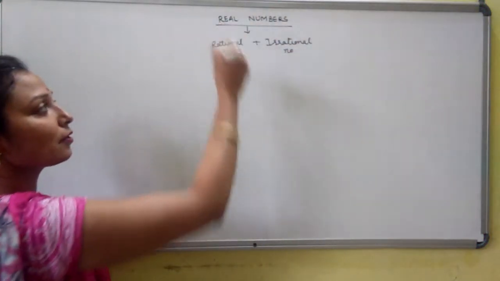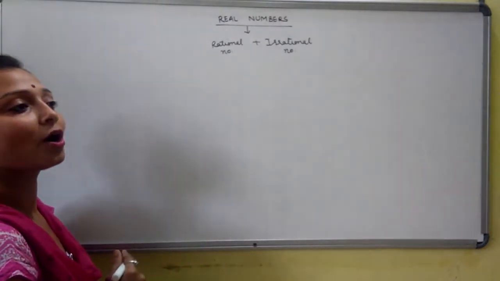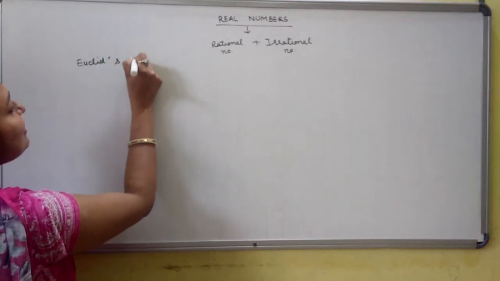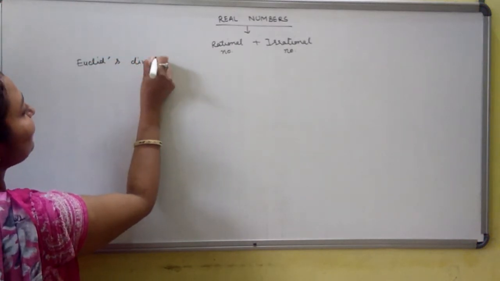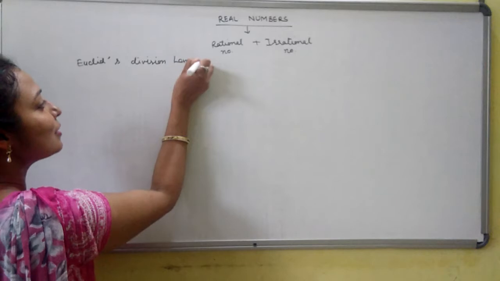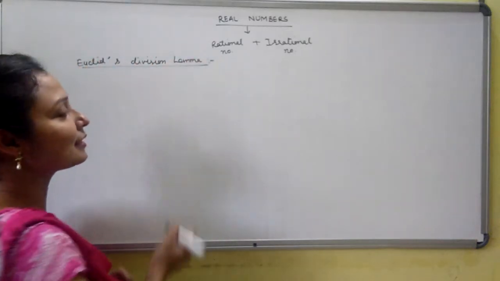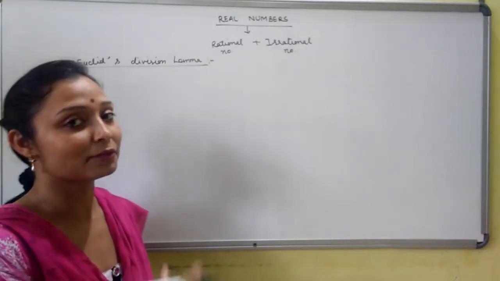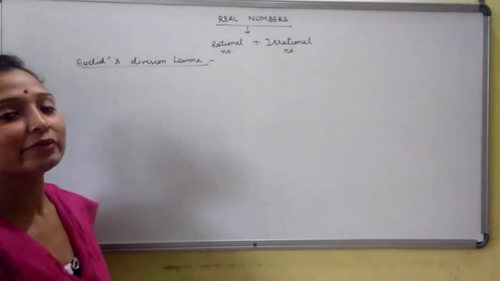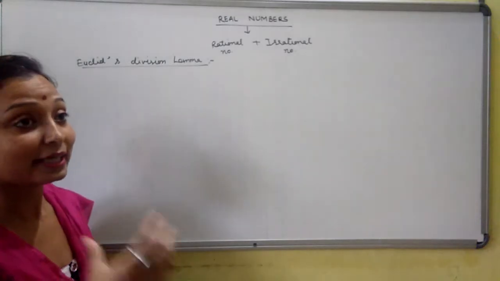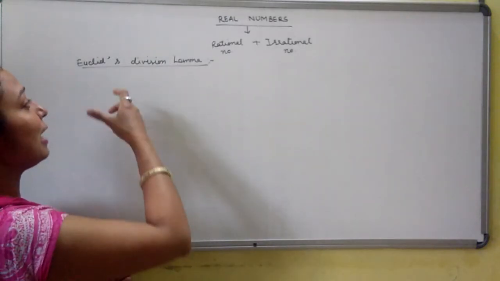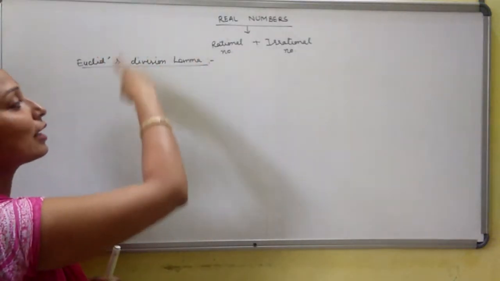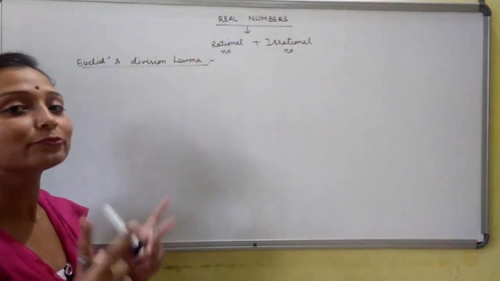Now, in the first chapter of class 10th, our first concept is Euclid's division lemma. What is that lemma? Actually, Euclid is a mathematician. He found out so many theorems and lemmas, and one of them is related to division, and it is named Euclid's division lemma. Okay, what is that lemma? This lemma is used to find the HCF of two numbers.